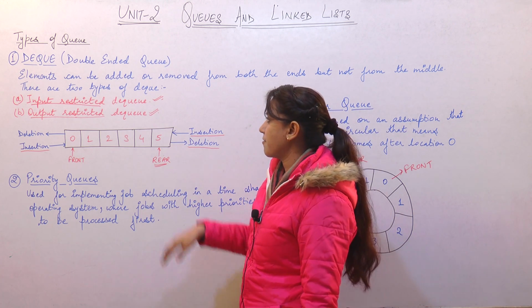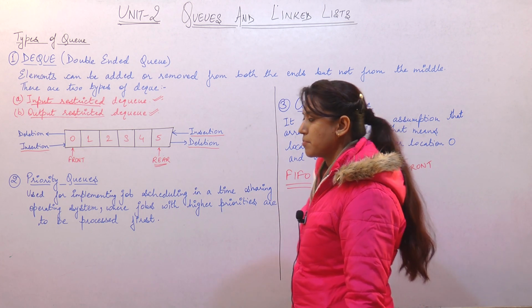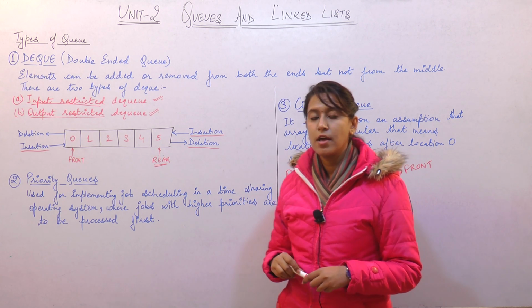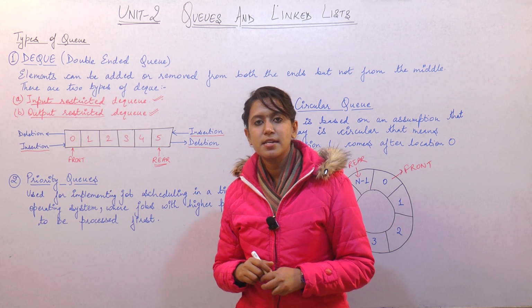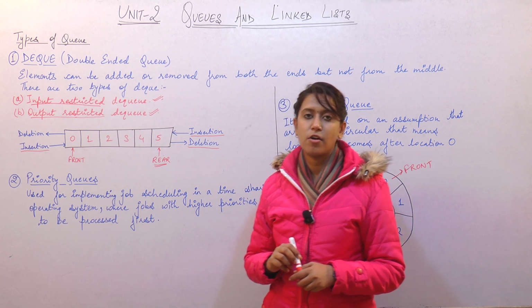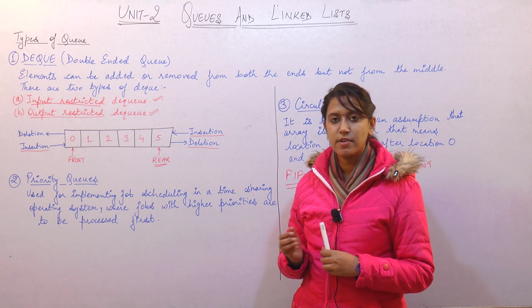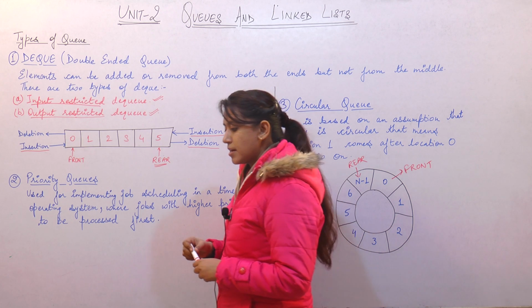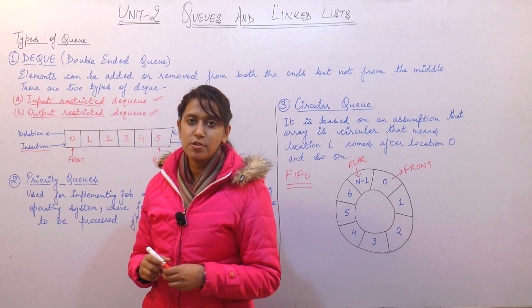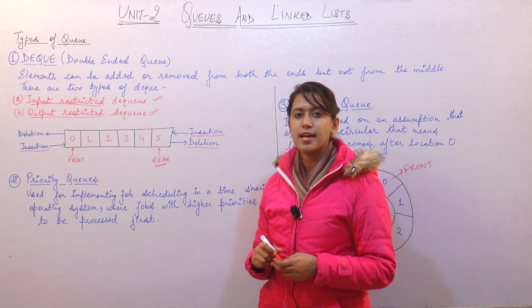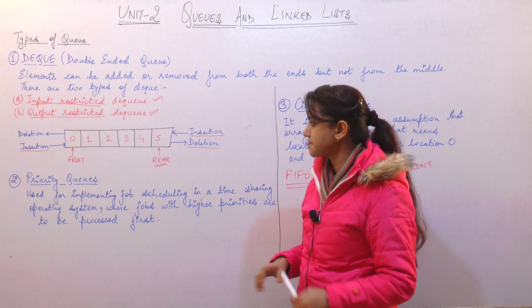Double-ended queues are further divided into two types, input restricted and output restricted. In input restricted DQ, we can only insert a new element at one end, but deletion of an already existing element can take place from both the ends. Whereas in output restricted DQ, the insertion of any new element can take place at both the ends, but deletion can take place at only one end.